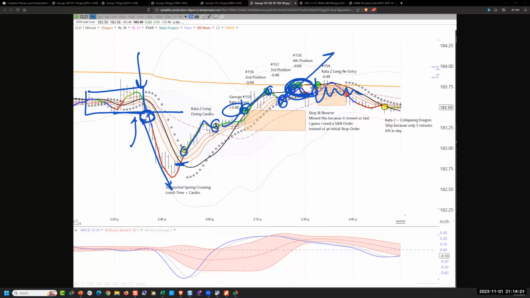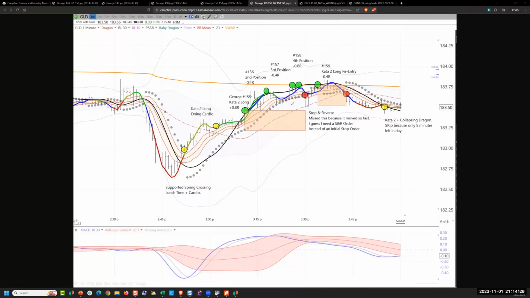Why are we losing money on those? This one, entering second and third positions way too soon. Way too soon. You got to have 2R in hand before you put the second position on.